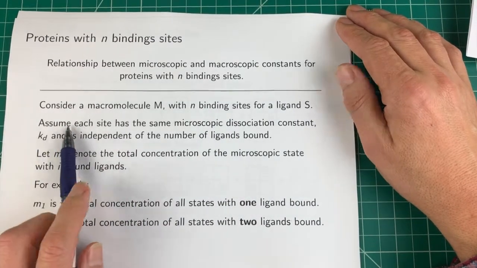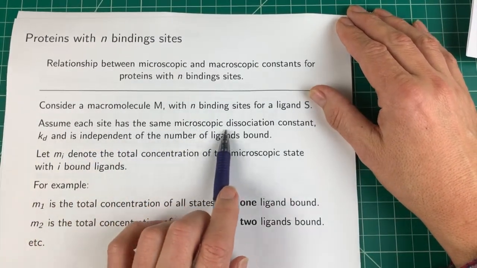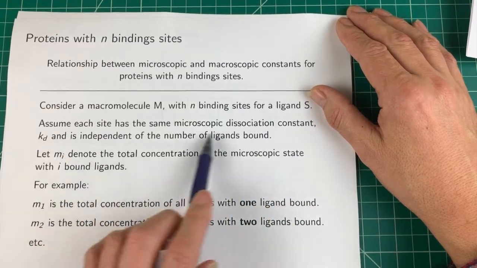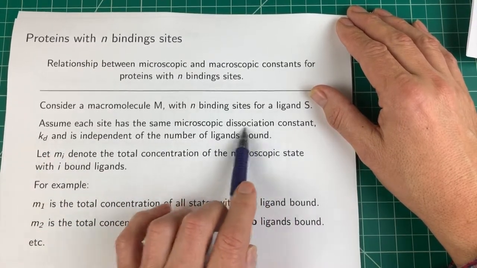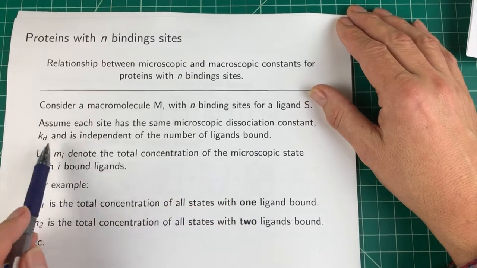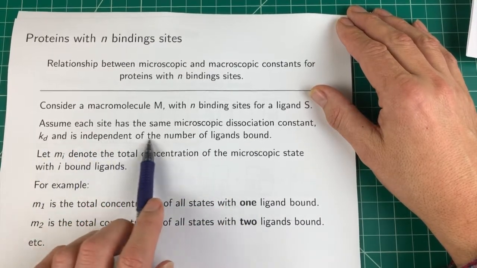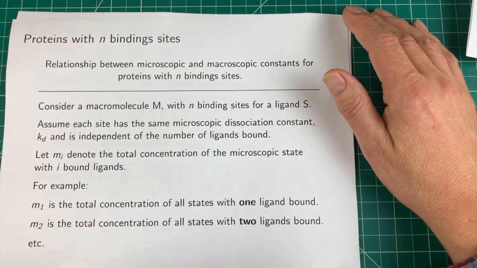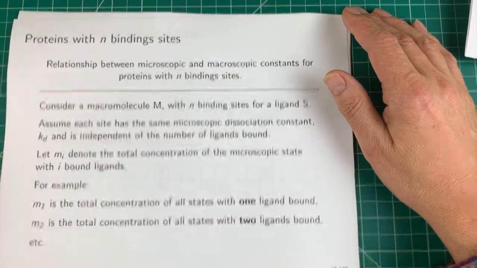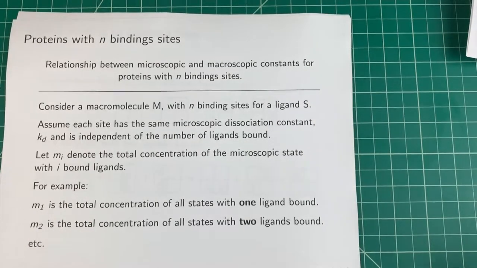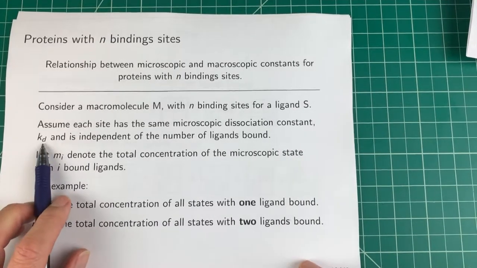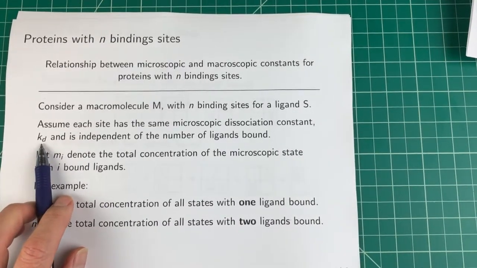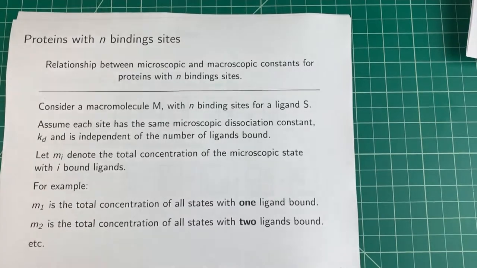As before, we'll assume that each site has the same microscopic dissociation constant, KD. I'm going to talk about dissociation constants here, you'll see why. And of course, it's independent of the number of ligands bound. So if I had a protein with 10 binding sites, it doesn't matter whether there are 9 ligands bound or 2 ligands bound, the KD will be the same in each case. It basically means that the subunits are behaving as if they were independent subunits and not at all associated with a complex.